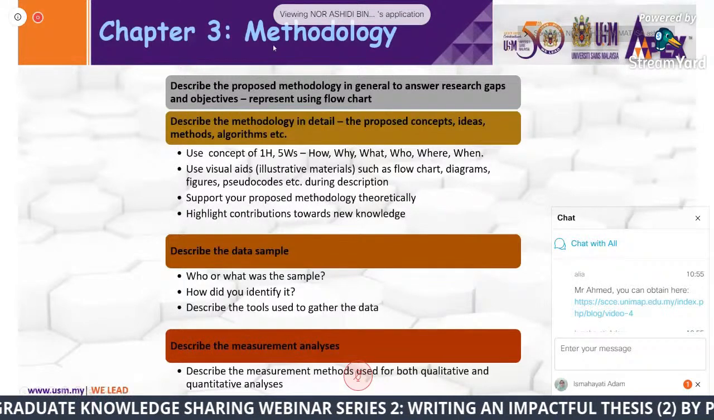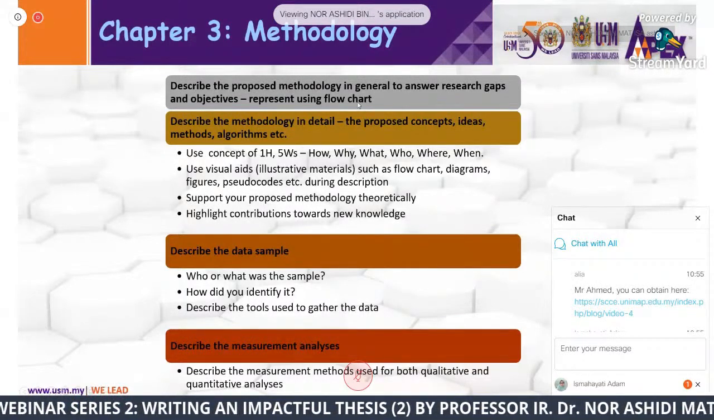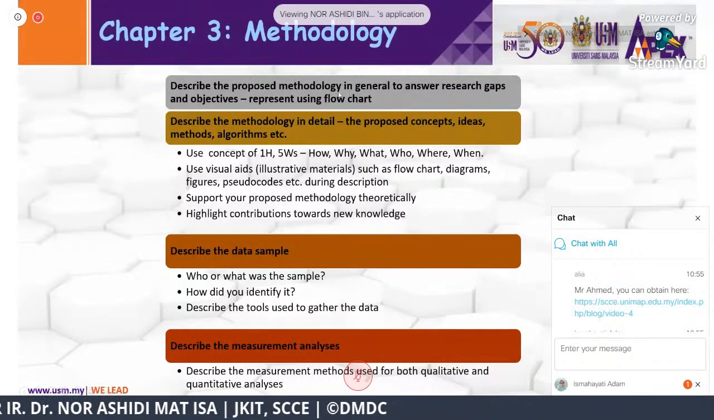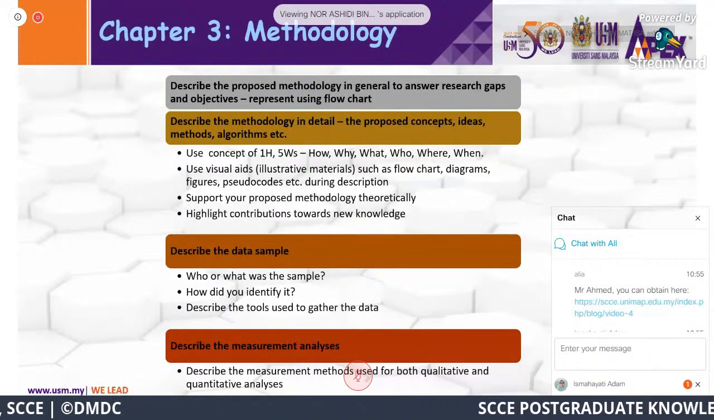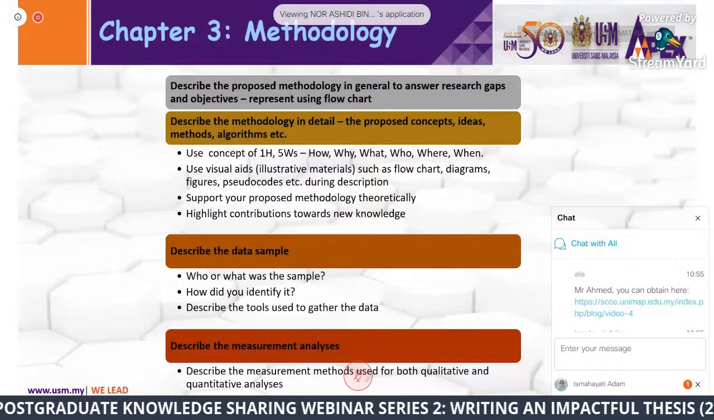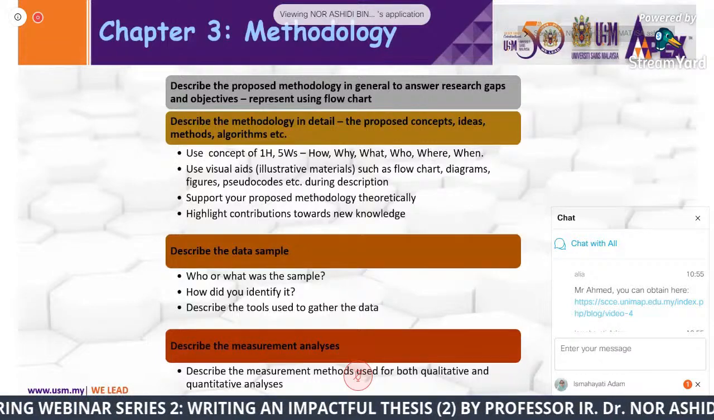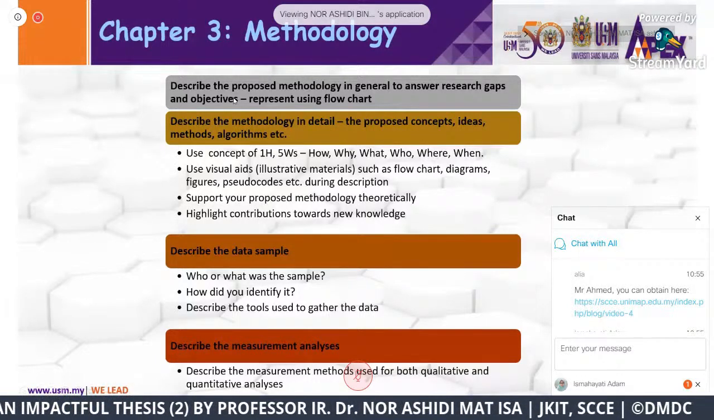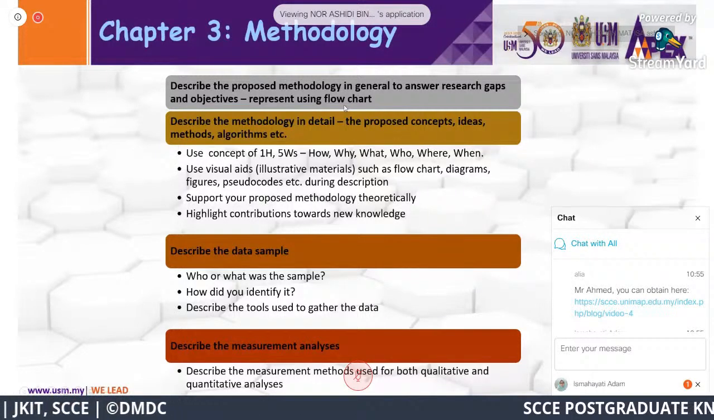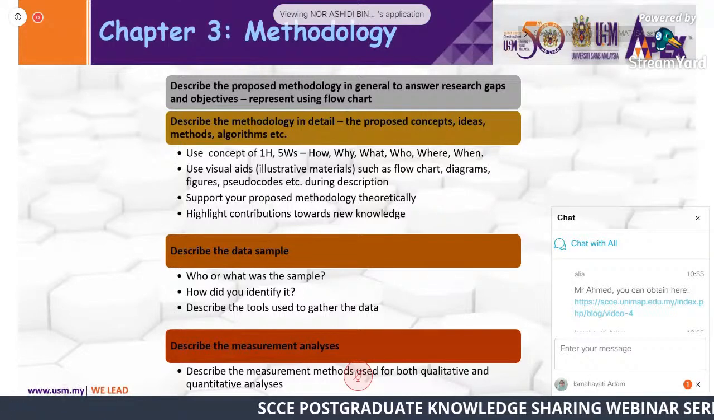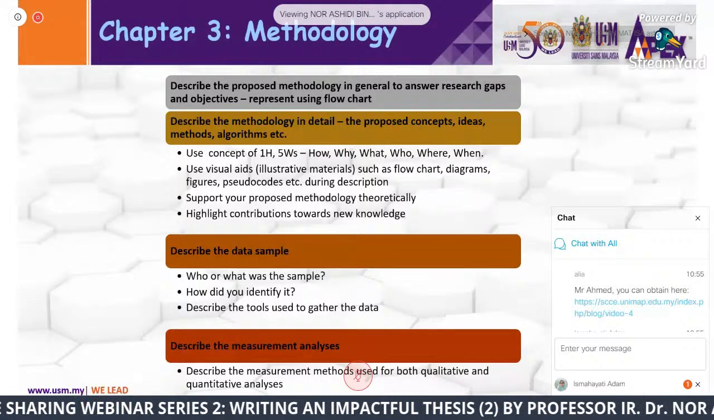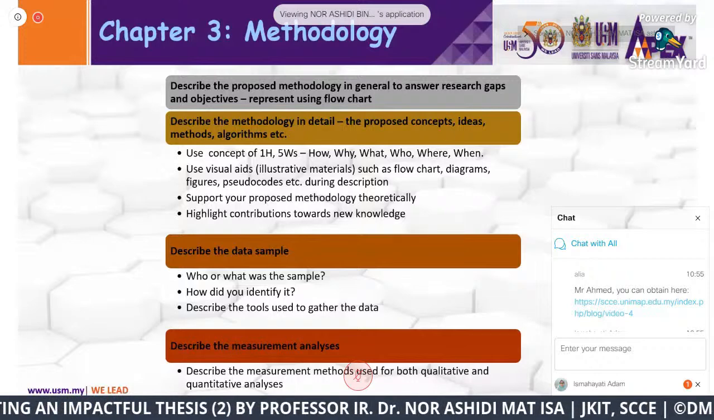And you describe it in a flow chart first. This is the first step. Describe it in the flow chart because you want to discuss it in general: how your proposed idea or approach can answer your research gap and objective. The best way is to use a flowchart, a block diagram, or other visual aids. So you describe it in general.